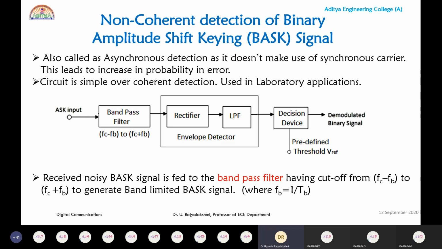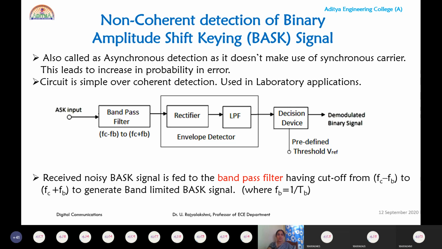Here we don't make use of a synchronous carrier. You can observe there is no synchronous carrier input in the circuit. But in the case of the earlier coherent detection, we used a synchronous carrier, and a multiplier to multiply the ASK signal with the carrier. But here, can you observe any synchronous carrier anywhere at the receiver section? No. It doesn't make use of a synchronous carrier.